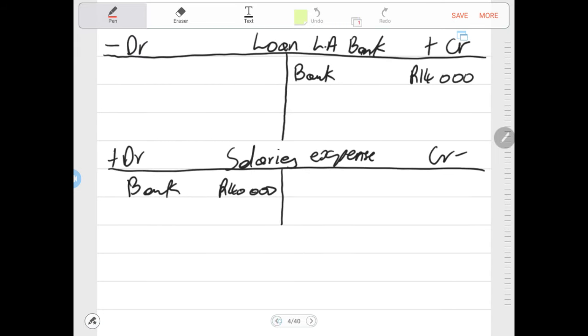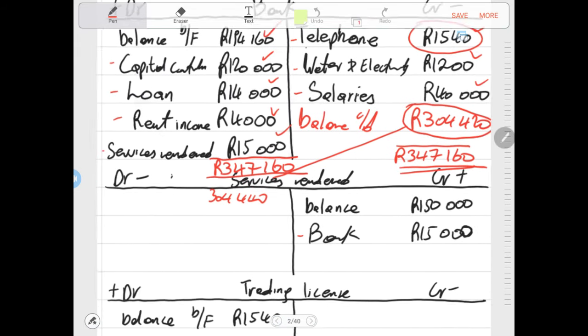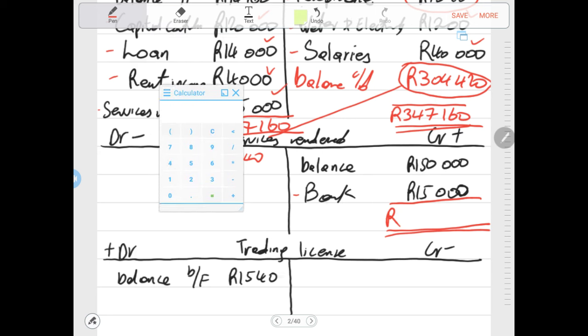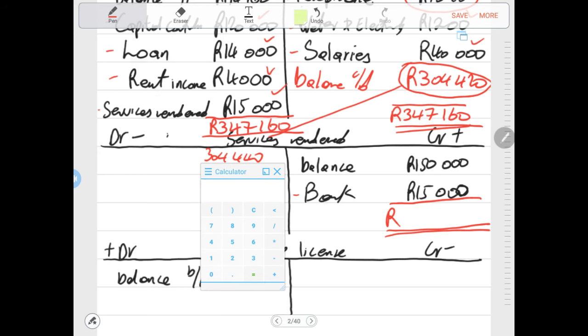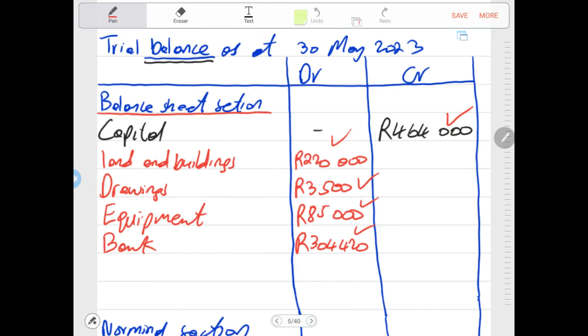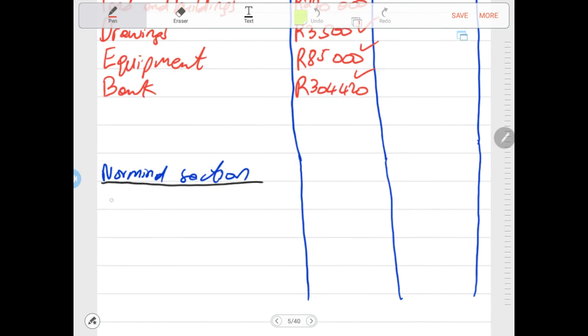Then we go to another ledger account. Another ledger account is services rendered. Services rendered only has amounts on the credit side. So that means the total of services rendered will be recorded on the credit side of the trial balance. We have 150,000 rands plus 15,000 rands. This gives us 165,000 rands. The amount of 165,000 rands, remember, services rendered is income, and incomes are recorded under the nominal section.